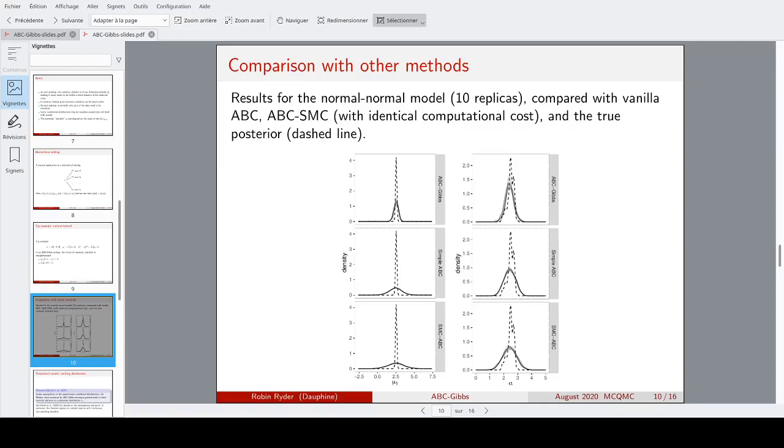Now that's because this is for the same computing power between all the algorithms, and for the same computing cost we are able to take the threshold epsilon lower for ABC Gibbs because we are looking only at one dimension at a time. So because of this we'll get a better approximation. Okay, so this is the idea.